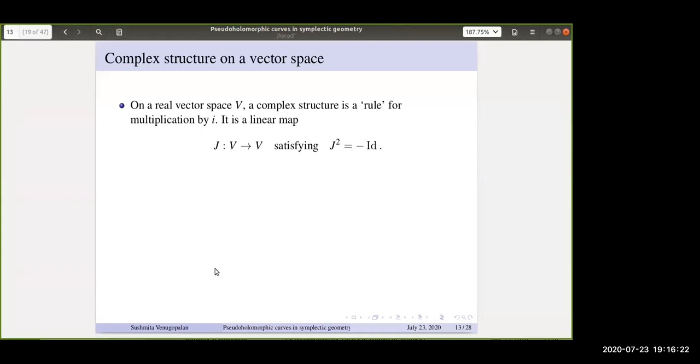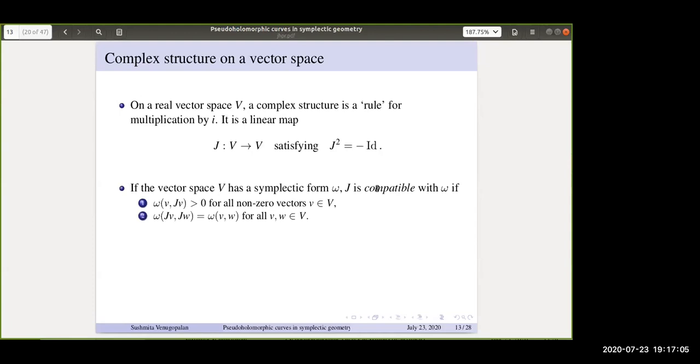So I start out by telling you what a complex structure on a vector space is. Let's consider a real vector space. A complex structure on a real vector space is just a rule which tells you how to multiply by i. On a real vector space, you don't have this multiplication by i operation, so this is just a choice of the multiplication by i operation. It has to be chosen so that i squares to -1. That's what's captured in the next line: J is multiplication by i, and it has to satisfy J squared equals minus identity.